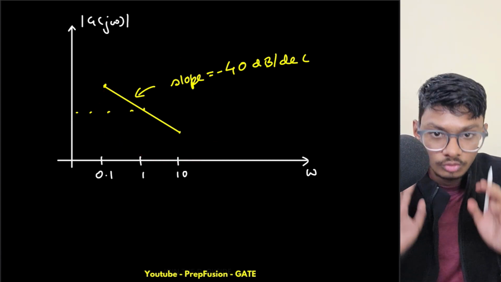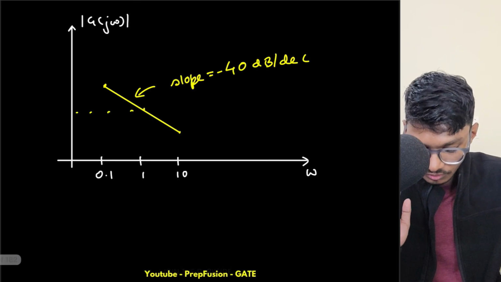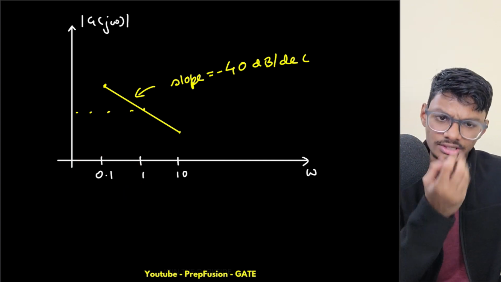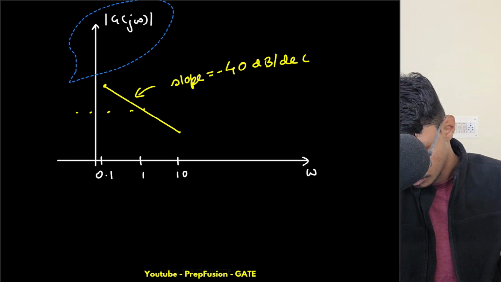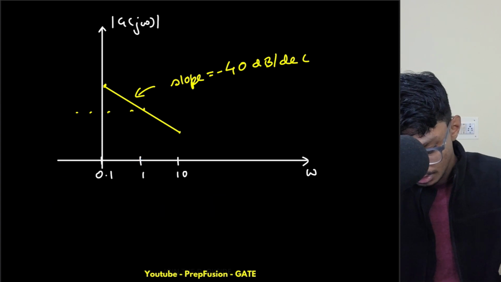But do we know the DC gain of this one? We don't know the DC gain of this one, because the DC gain is infinity. So we'll make this like this. From point 1 we'll say it is starting. Generally we start our Bode plot from point 1 itself, so you can draw it like this also.